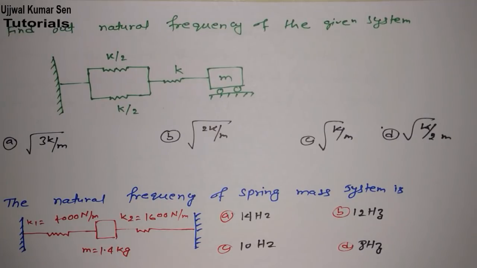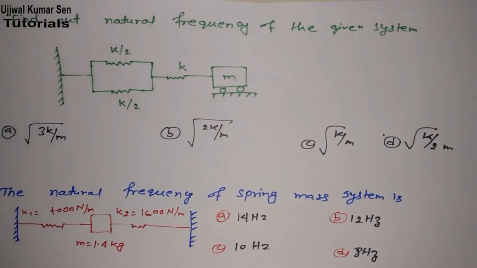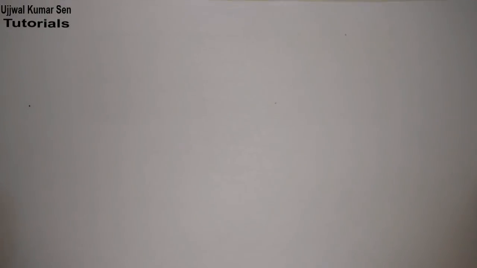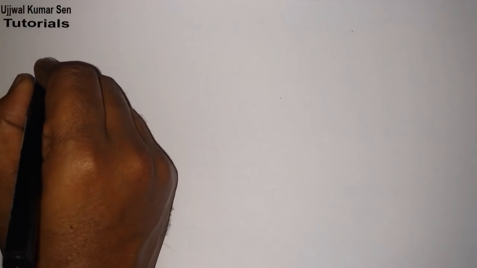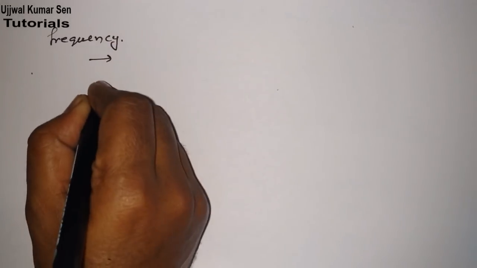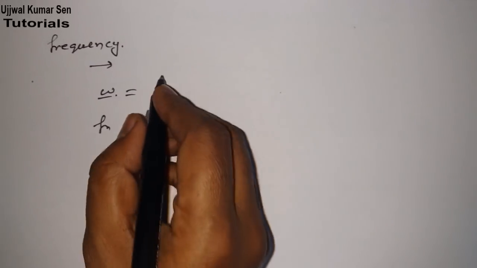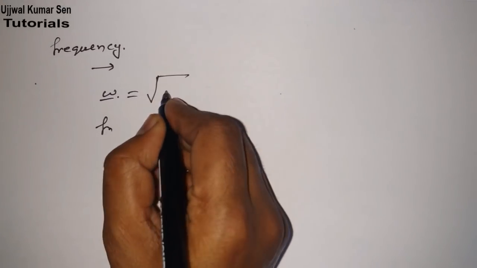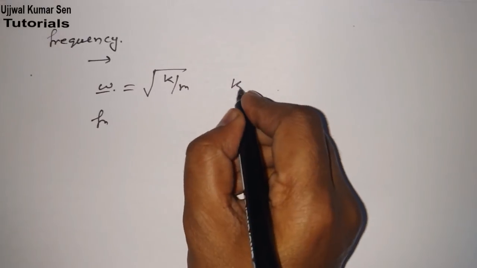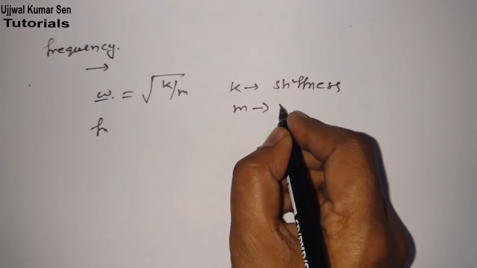So let's go for the basic foundation, then we will solve these questions. That's why you will not have any problem understanding, because if I directly solve the question, then probably you may face problems, right? So here is the foundation course. Basically, if you're talking about frequency, then we have omega and f. Omega is known as angular frequency. So omega is root under k by m. What is k? k is stiffness and m is mass.